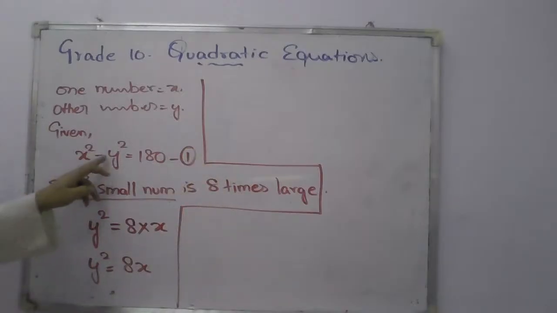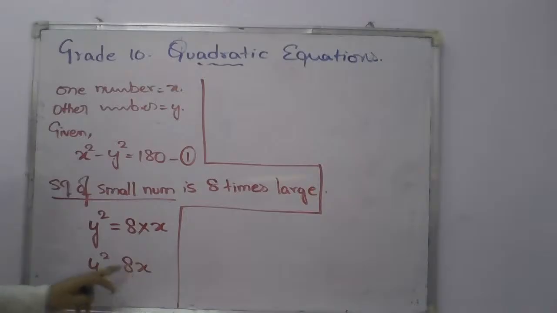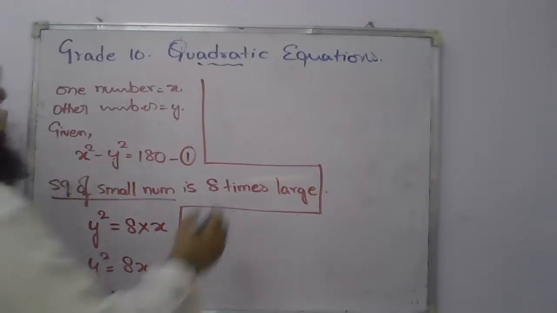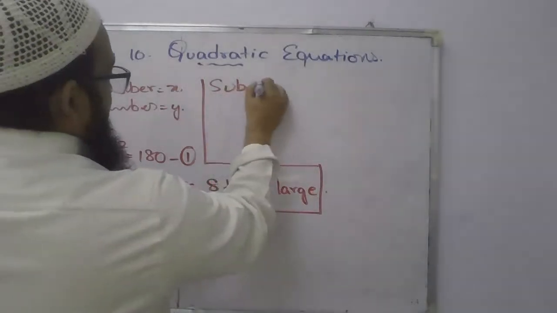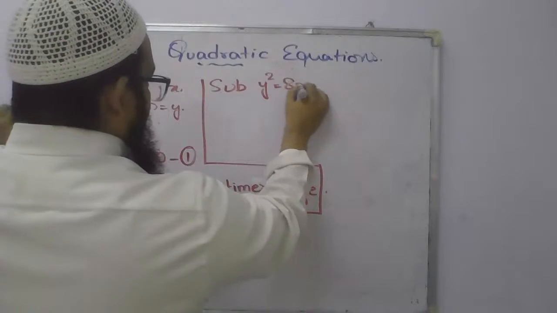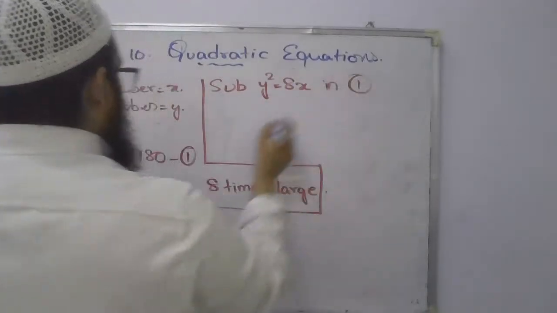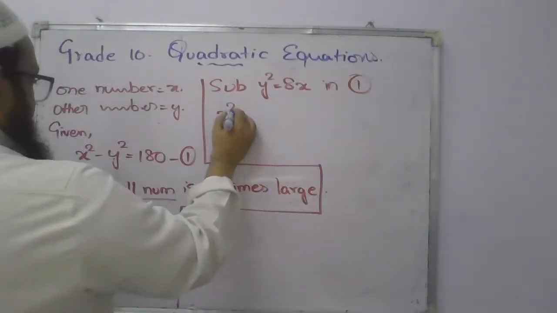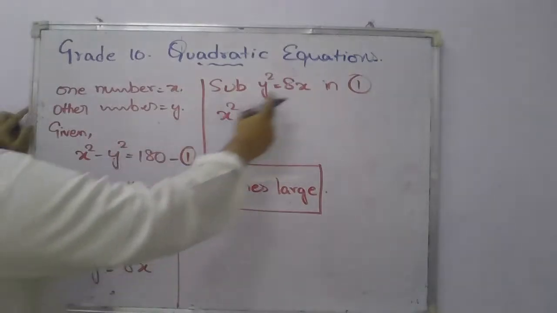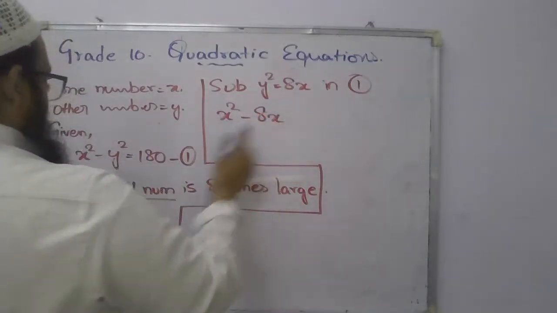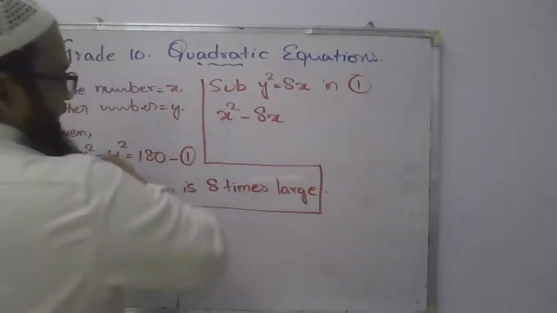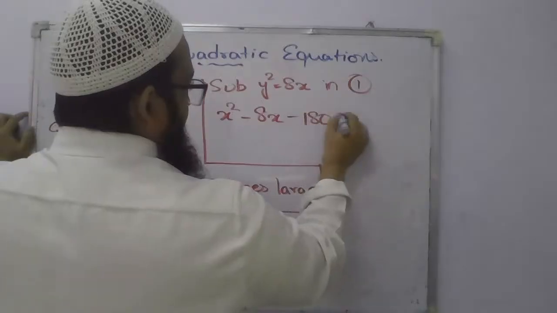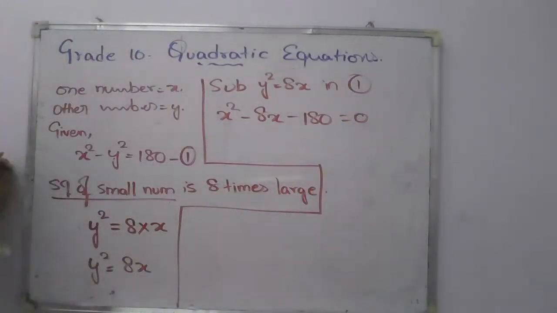So x square minus y square is equal to 180. And we got y square is equal to 8x. Can I substitute y square is equal to 8x in this? So substitute y square is equal to 8x in the first equation. So x square minus, in place of y square, can I put 8x? Yes. And plus 180, if I transpose, it will be minus 180 is equal to 0.